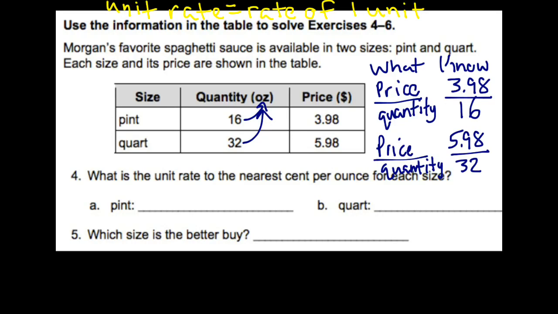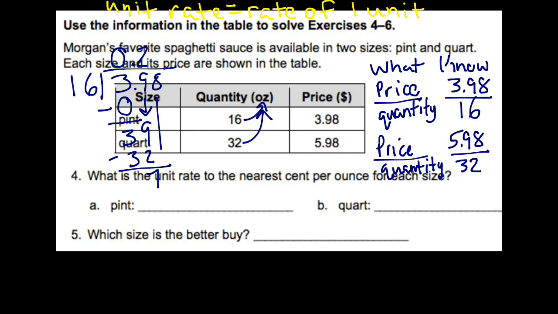So let's do $3.98 divided by 16. Bring up a decimal. 16 can't go into 3, so I put a 0. 16 times 0 is 0. 3 minus 0 is 3. Bring down a 9. 16 goes into 39 2 times. 16 times 2 is 32. 39 minus 32 is 7. Bring down the 8. 16 goes into 78. Let's try 7 times. 7 times 6 is 42. 7 times 1 is 7, plus 4 is 11. That's 112. That's too much.